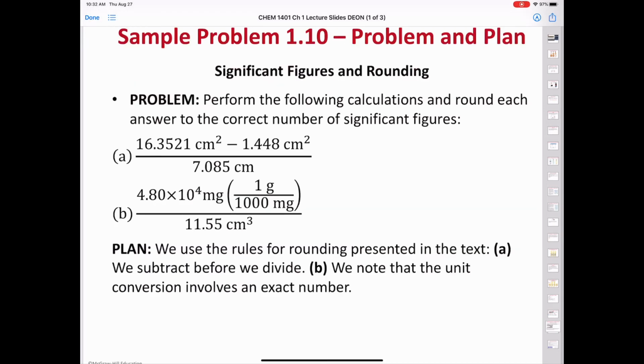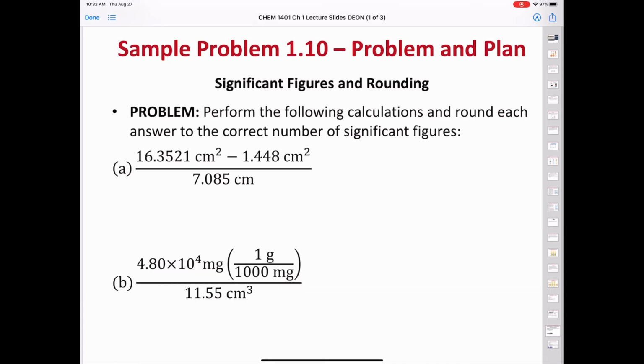Let's take a look at a problem that involves significant figures, calculations, and rounding. It says, perform the following calculations and round each answer to the correct number of significant figures. And so we'll start with A. We have 16.3521 centimeters squared, and we're going to subtract 1.448 centimeters squared. So if I take 16.3521 and I subtract 1.448, I get 14.9041 in my calculator, but I'm only going to express that to 3 decimal places because I have 3 decimal places in this number and 4 decimal places in this number.